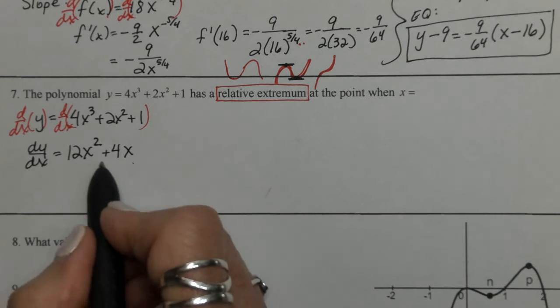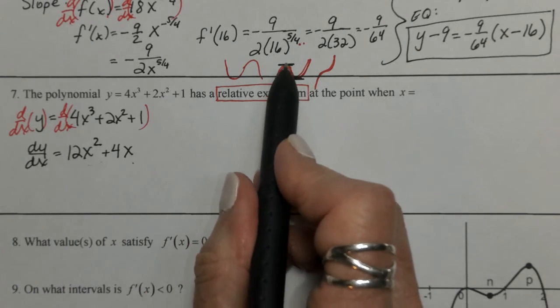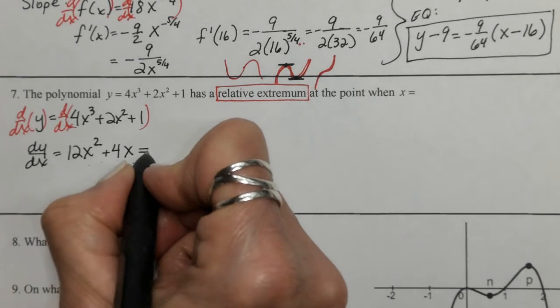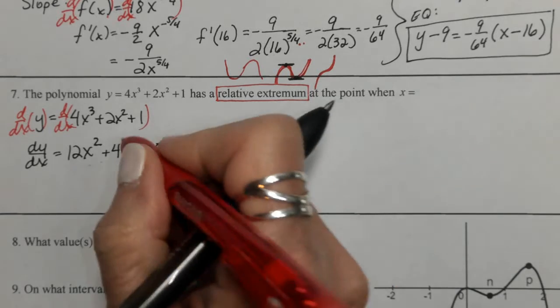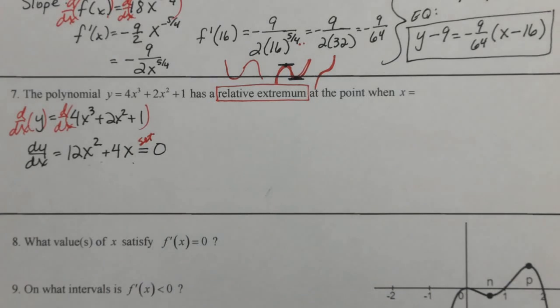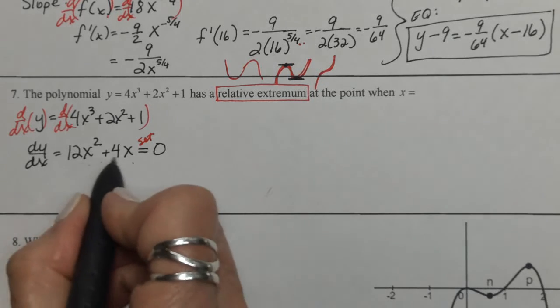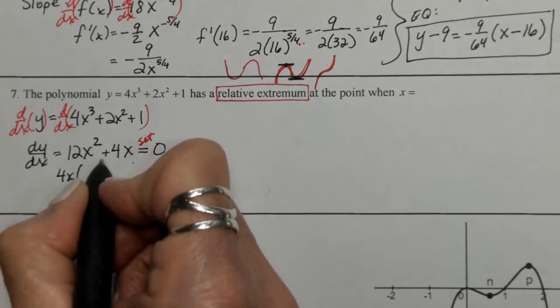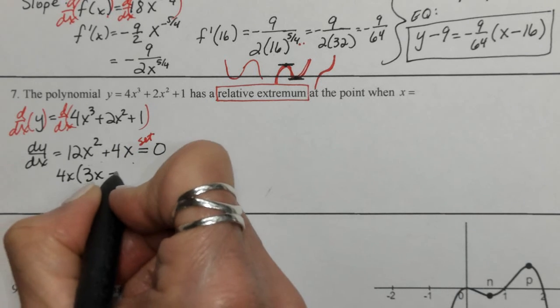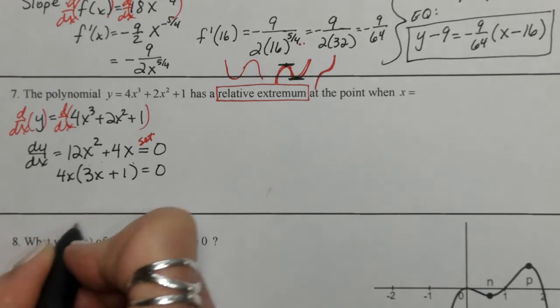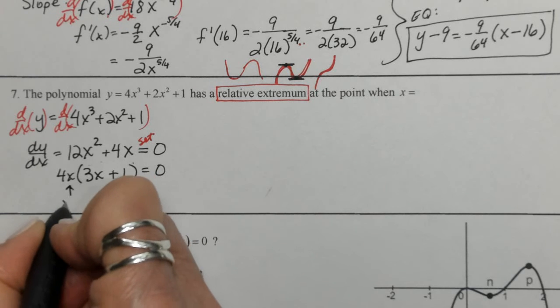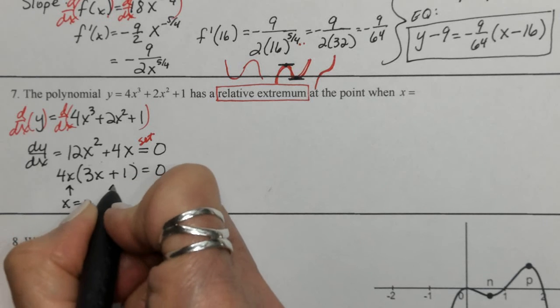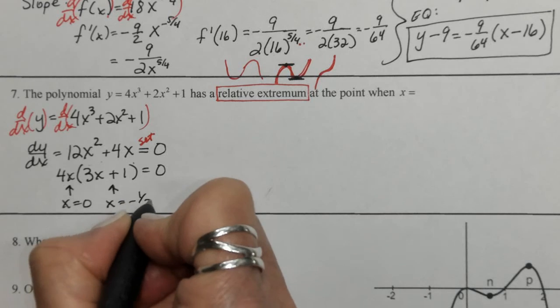So that's the derivative. To find these spots, I'm going to set that derivative equal to 0 and solve for x. Okay, I can take out a 4x from both pieces. It will leave me with a 3x plus 1. That means from this one, x is 0. From this one, x is negative 1/3.